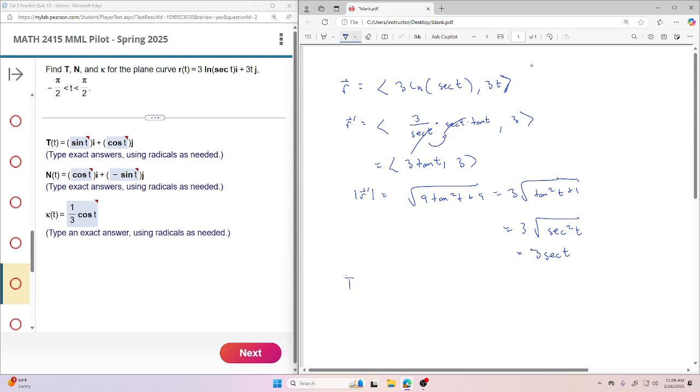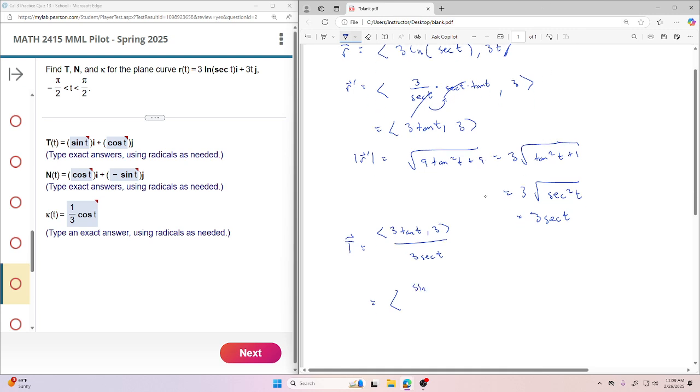So then cap T would be this dude here. So 3 tangent t3 all divided by 3 secant t. So all the 3's cancel. And I'm going to go sine and cosine on you guys. So we got a sine over the cosine, big division, 1 over cosine. And then this guy, the 3's cancel, so it's just 1 over cosine.